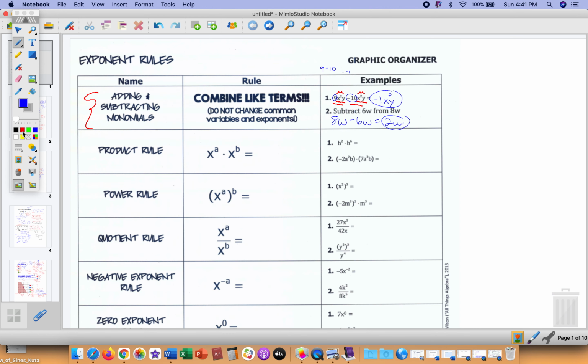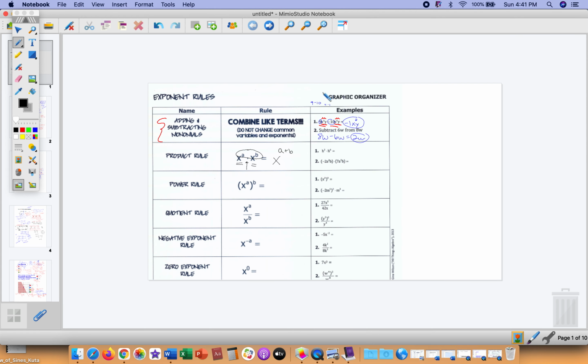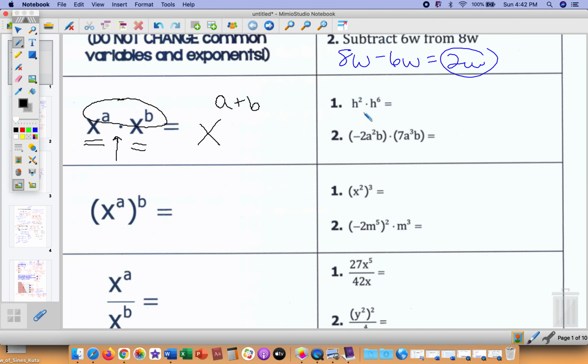Let's look at the next rule, the product rule. So the product rule says when you're multiplying and you have like base, you can add the powers, right? So we would have x, same base, raised to the a power plus the b power. If we look over here, it shows us that we have h to the second times h to the sixth. So we have the same base, and it's a product, so we're allowed to write base h one time and add the powers. So 2 plus 6, so we have h to the 8th power.